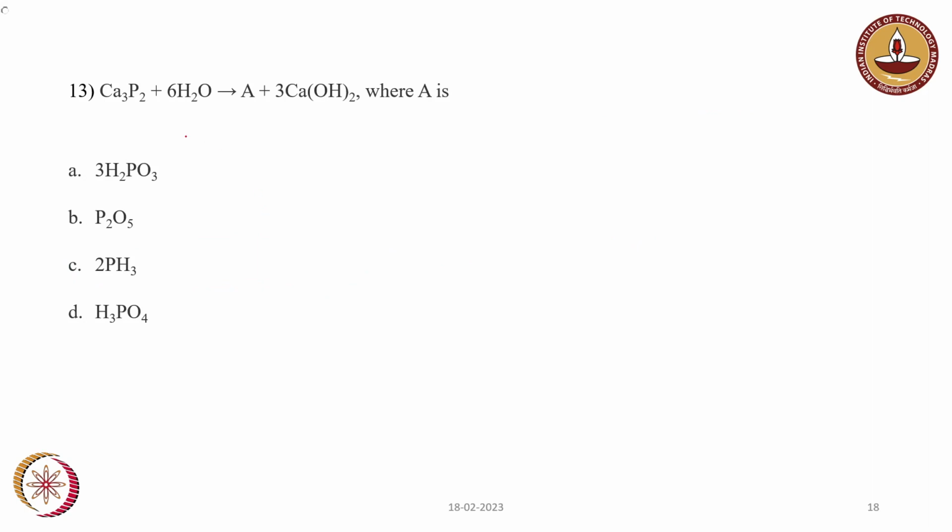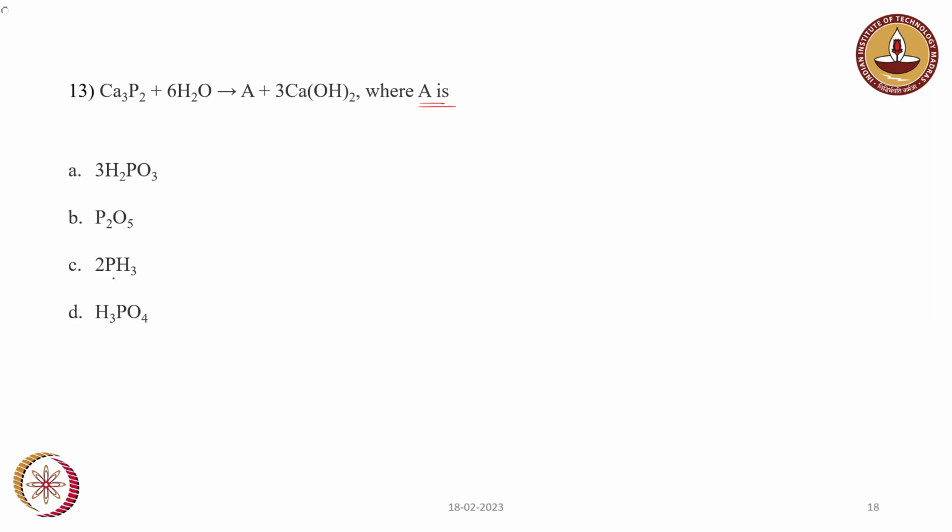So the next question is Ca3P2 plus 6H2O giving A plus 3 calcium hydroxide, where we have to find what is A. Option A is 3H2PO3, B is P2O5, C is 2PH3, and D is H3PO4.